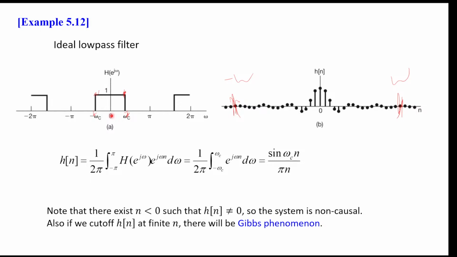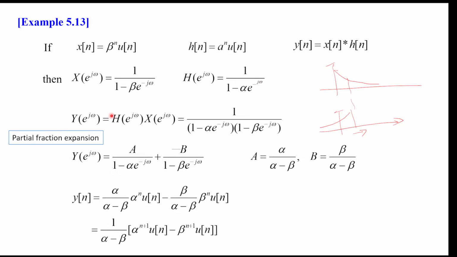Any question on this low pass filter example? If not, then let's talk about the next example. This example is quite important, because this is what we will do when we solve a difference equation. Just like in the continuous time case, we try to do the convolution of two exponential decay signals.